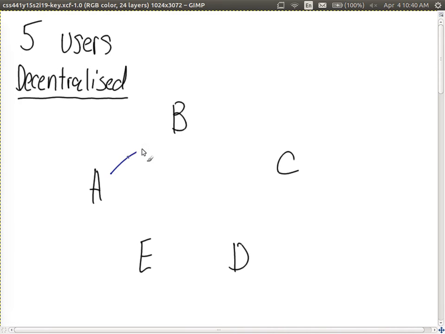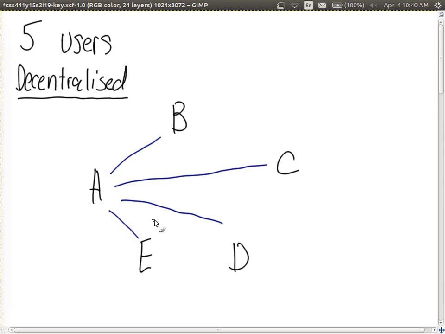A has a master key with B. A needs to have a master key with C, D, and E. So from A's perspective, the master keys it needs to know are K_AB, where this is a master key. We'll just list the master keys. K_AC, K_AD, and K_AE. They would be known by A.